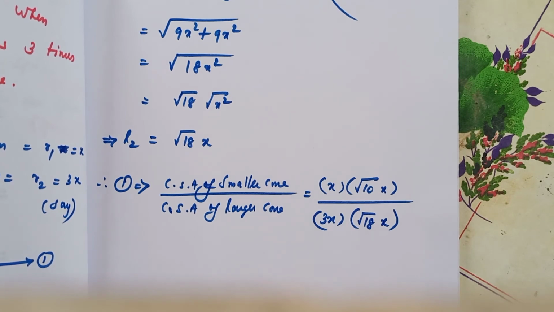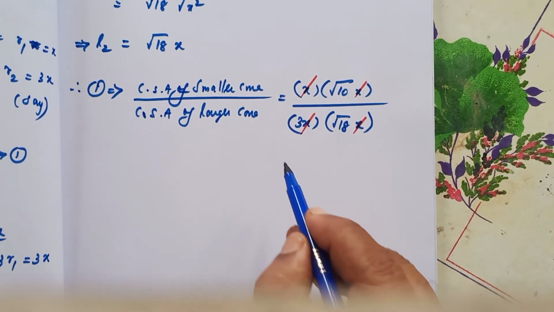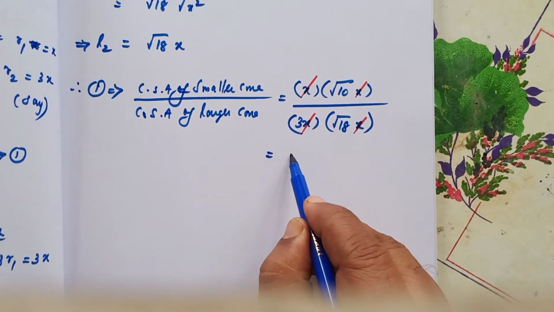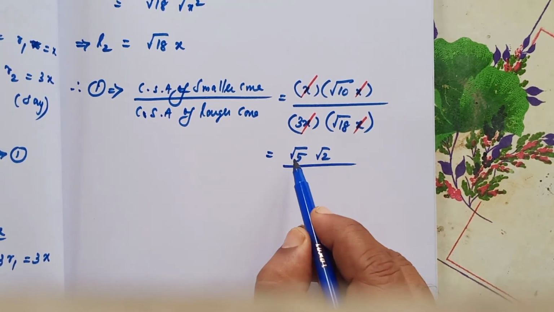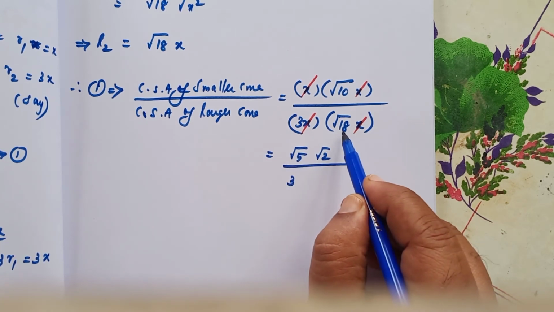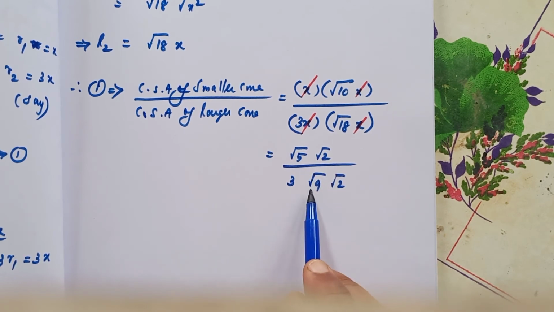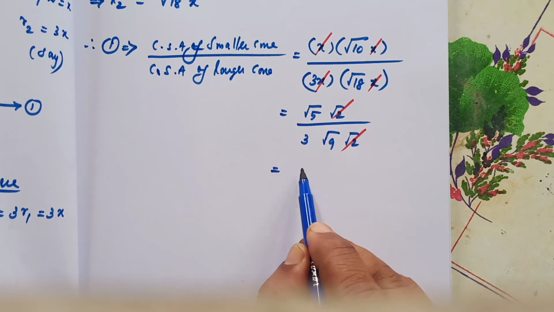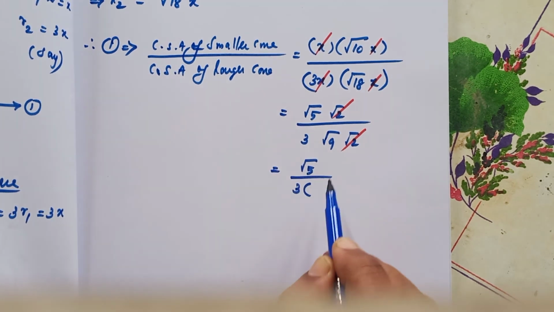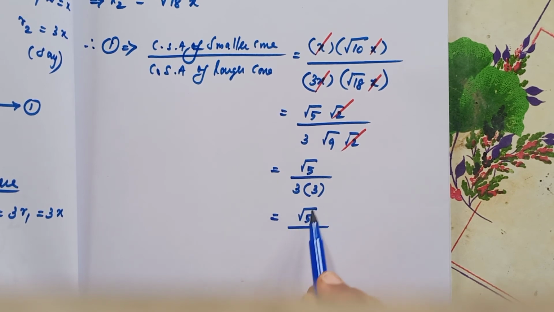Now we have to simplify. x cancelled, here also cancelled. That equals root 10, you can write root 5 into root 2, that equals root 10. 3 as it is. Then root 18 equals root 9 into root 2, 9 twos are 18. Now we can cancel root 2. That equals root 5 divided by 3. You know that the value of root 9 is also 3. Root 5 divided by 3, 3s are 9.